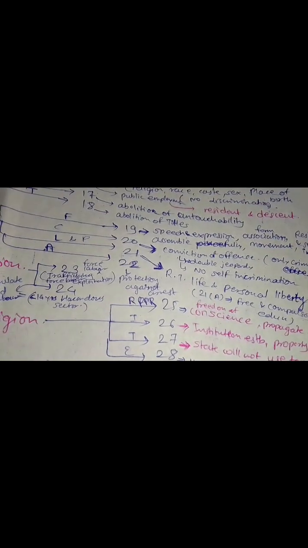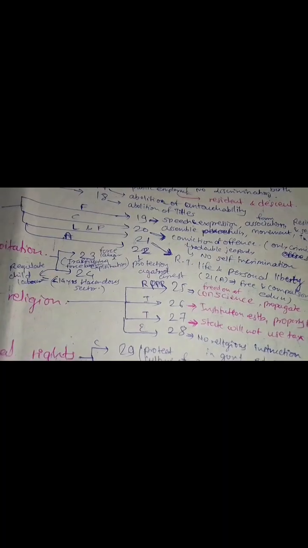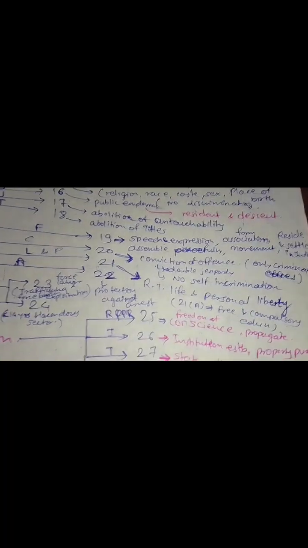Then Article 20 talks about conviction of offense, no double jeopardy. It means there should not be punishment twice for a single crime; any offense cannot be punished twice. And the second one is no self incrimination. This is applicable only in criminal cases.